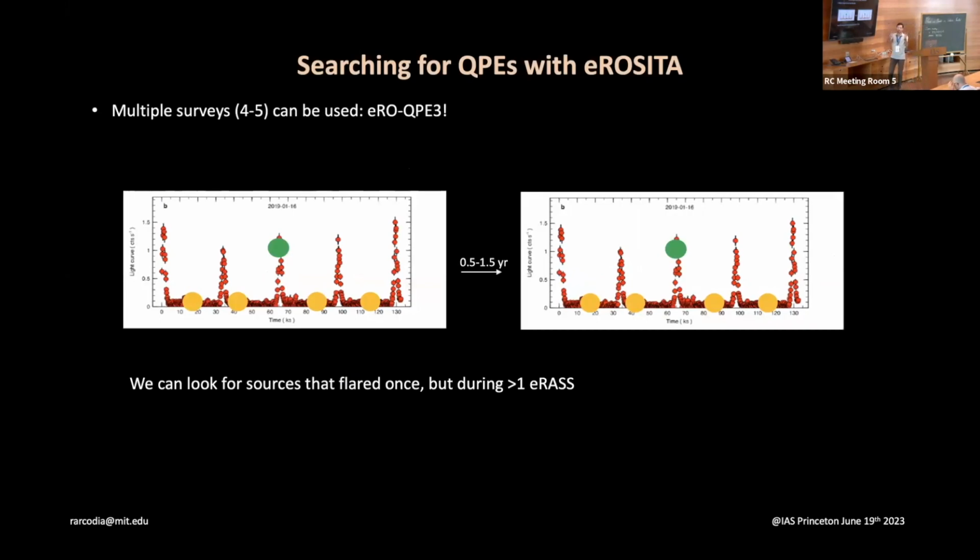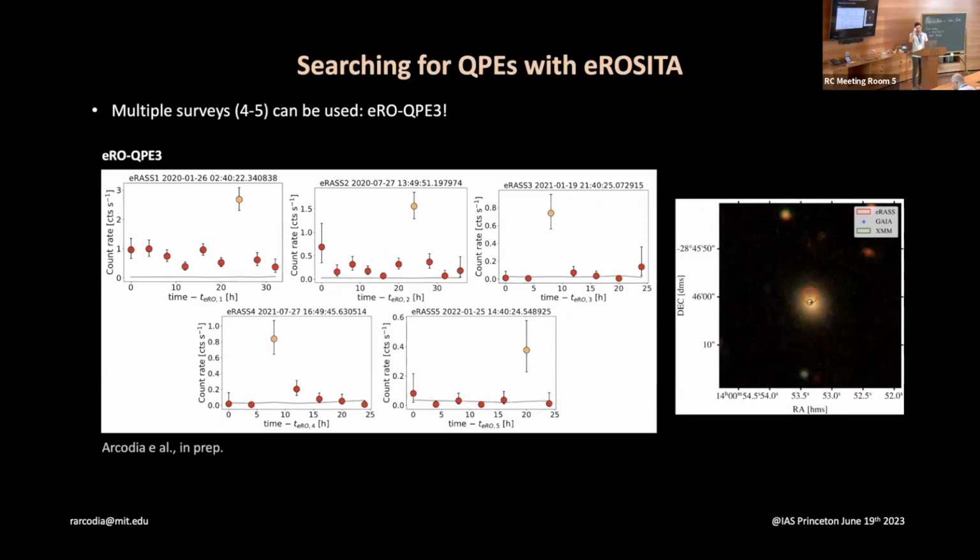You have 4 or 5 images. If you see a source that flares once in an image and once in another image, half a year to a year and a half after that, it could still be a QP candidate. And that's how we found eROQP3.